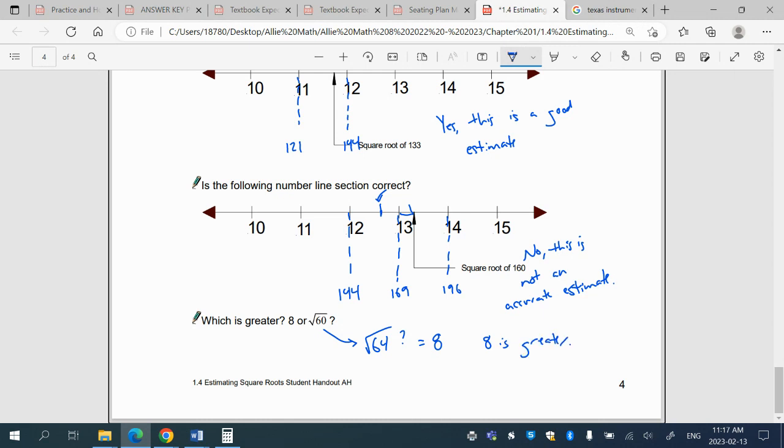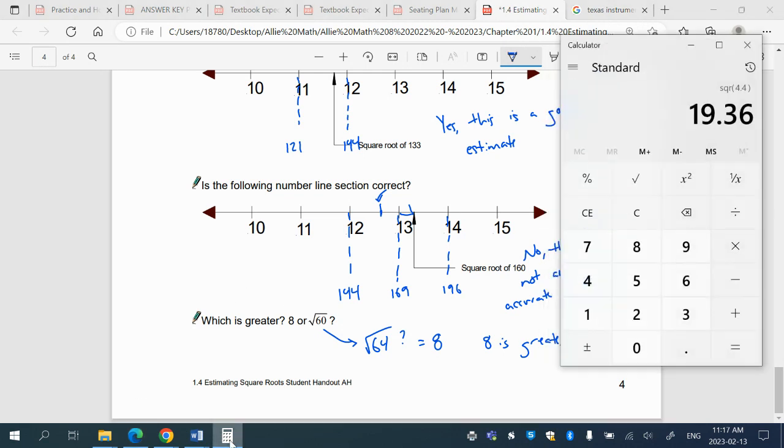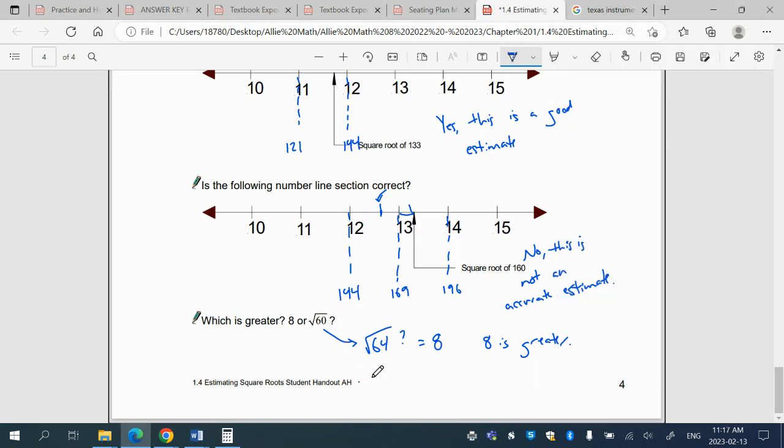Okay, you can put that in your calculator if you'd like to check. So you can go 60 square root. You find that it's 7.745966692, etc. Okay, there you go, folks.